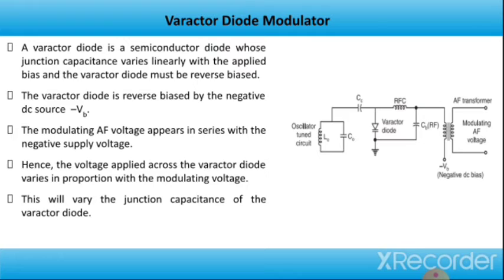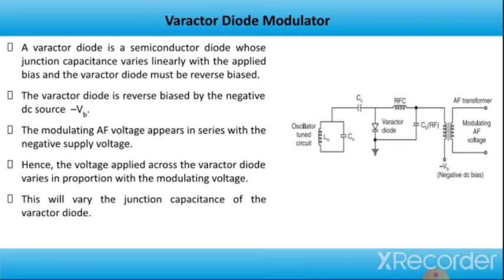Now we'll talk about the varactor diode modulator. So this is the diagram of a varactor diode. A varactor diode is a semiconductor diode whose junction capacitance varies linearly with the applied bias, and the varactor diode must be reverse biased. The varactor diode is reverse biased by the negative DC source, that is minus VB.